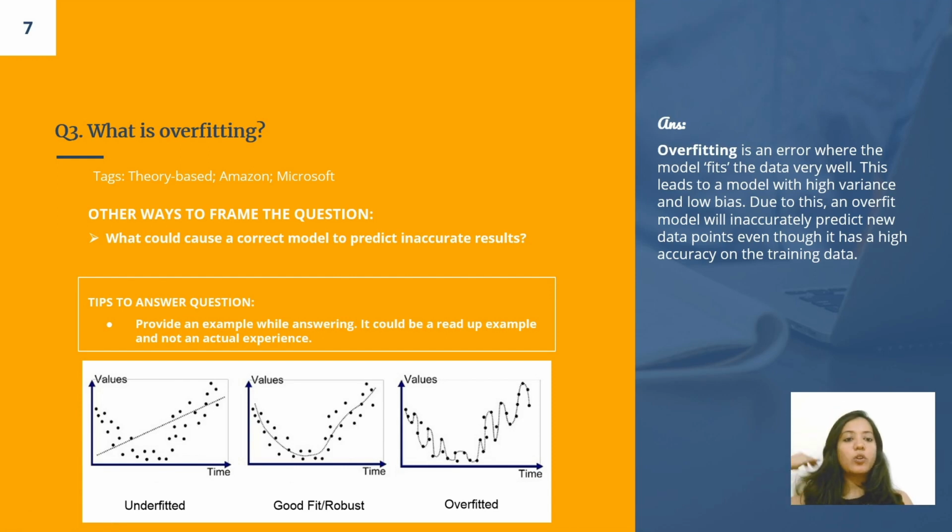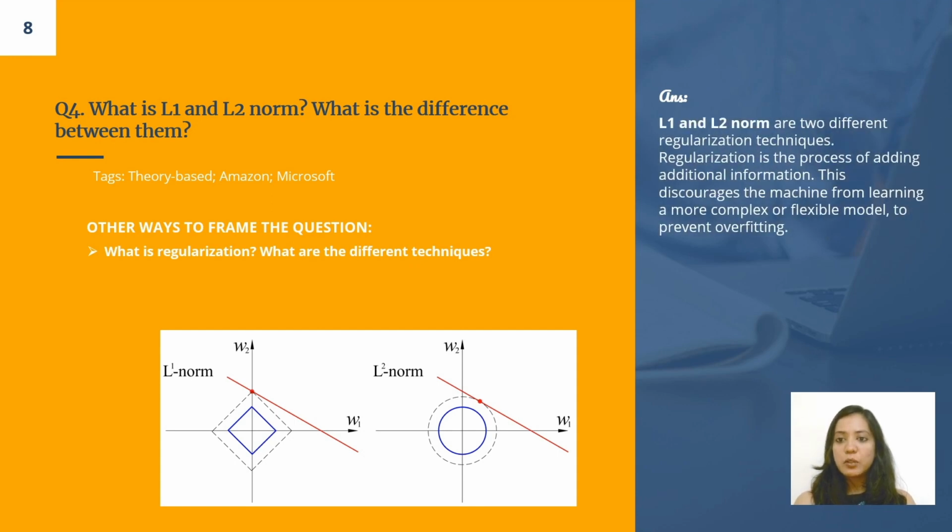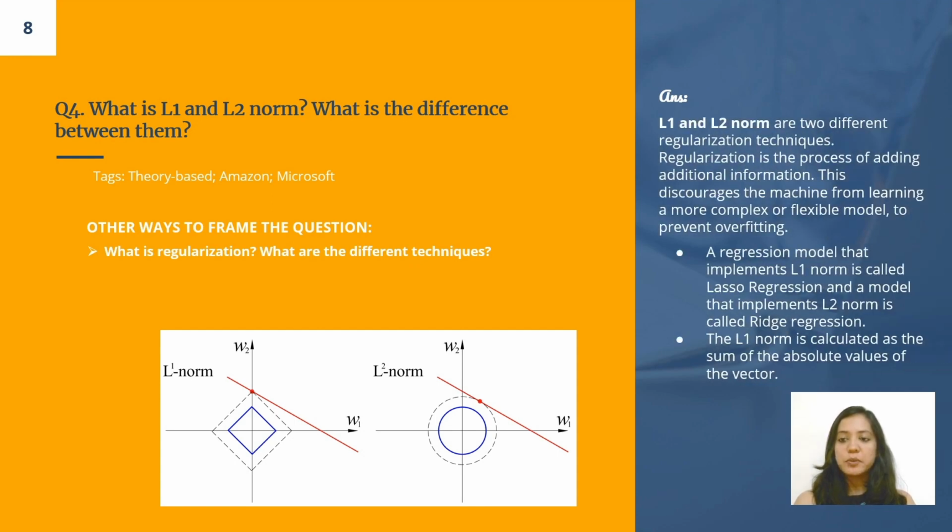So that is what is coming to question 4, what is L1 and L2 norm? What is the difference between them? Another way to frame this question is what is regularization and what are the different techniques? So L1 and L2 are nothing but different regularization norms.